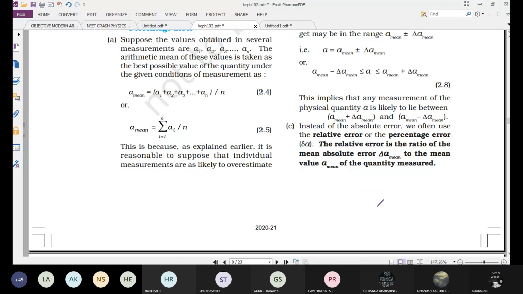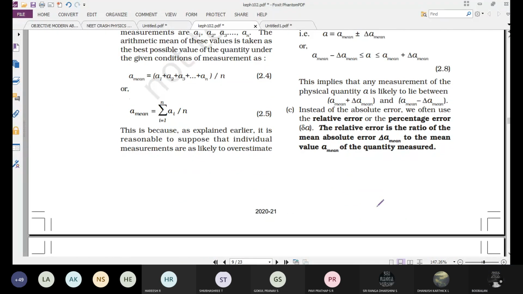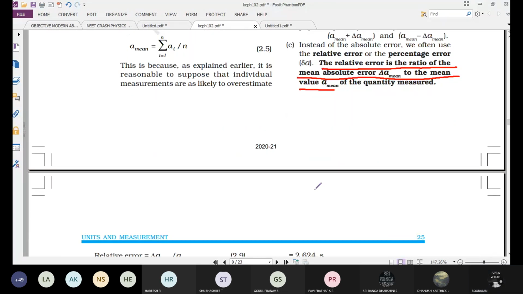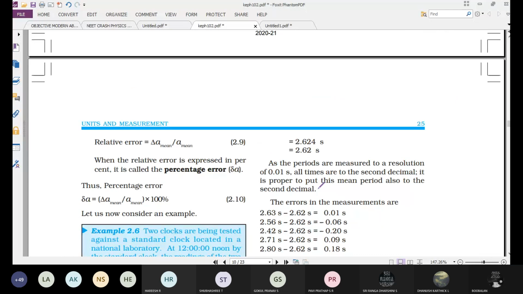Next, relative error. The relative error is the ratio of the mean absolute error to the mean value of A. Next, percentage error. Relative error into 100 is the percentage error.